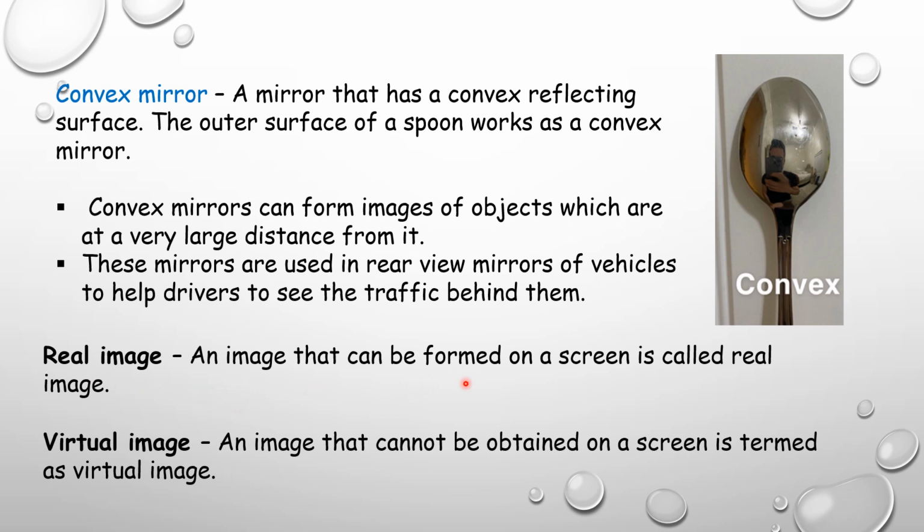Next, real image and virtual image. An image that can be formed on a screen is called a real image. So we get an image on the screen, so we call it a real image. In a cinema also, the film image we can see on the screen, so that is a real image. And a virtual image is an image that cannot be obtained on a screen. When we are looking at a plain mirror, we cannot obtain it on any screen, so that is a virtual image.